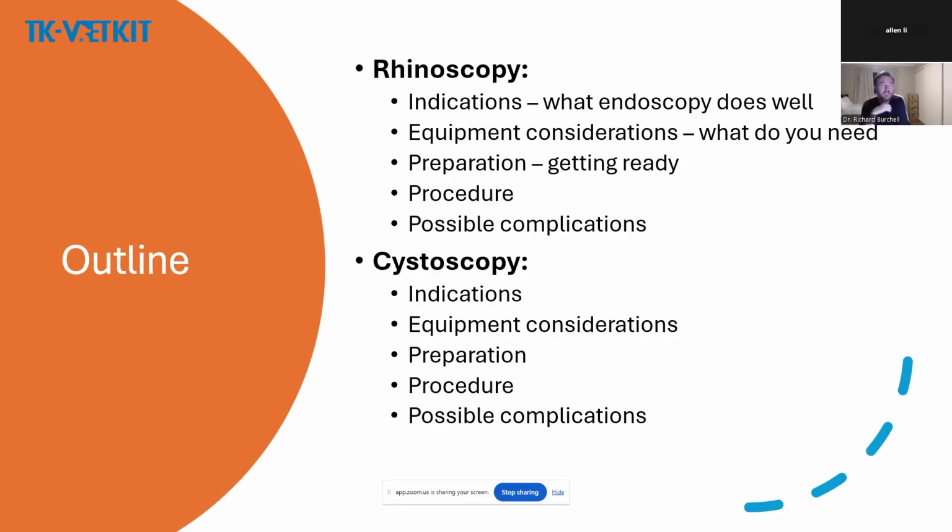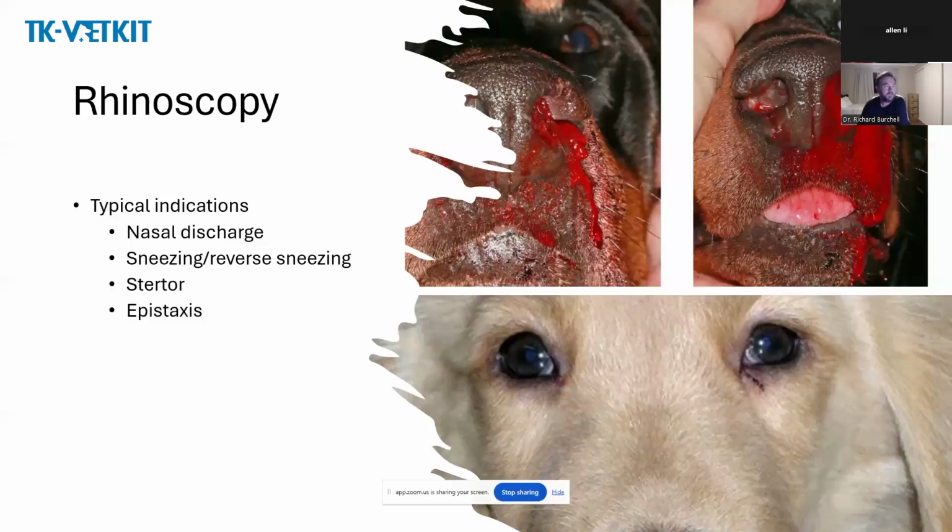Then we're going to look very briefly at the preparation. We're going to look at the procedure, and then we'll also discuss some potential complications as well.